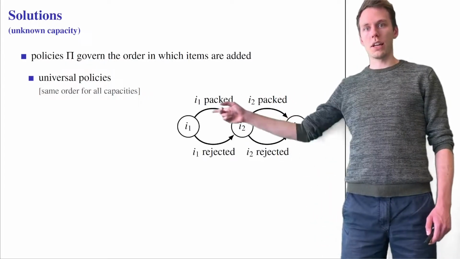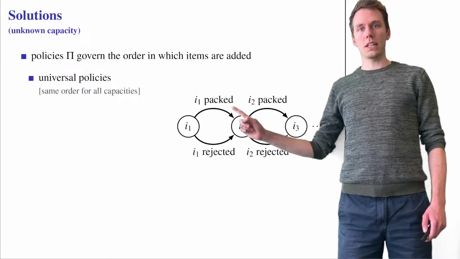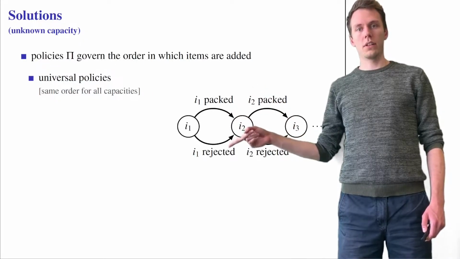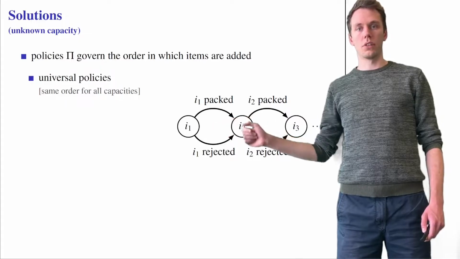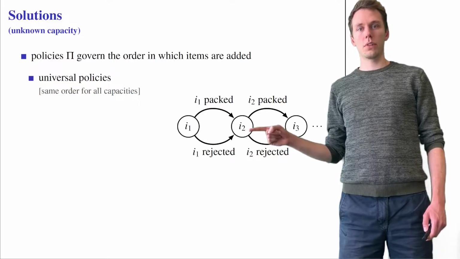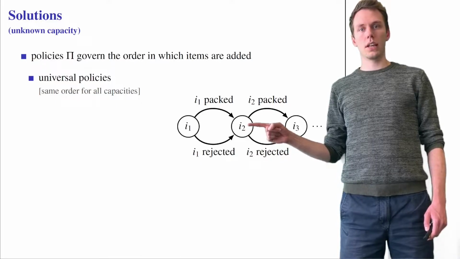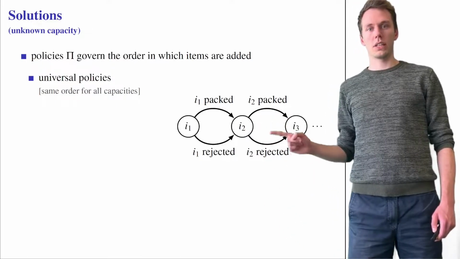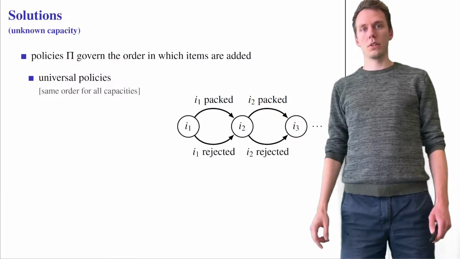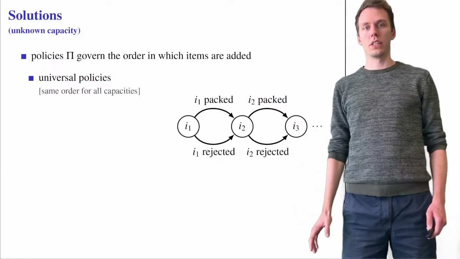We are starting with an item I1, and either this item is packed if it fits into the knapsack, or it is rejected if the size of the item is too large for the knapsack. But no matter if it's packed or not, we are continuing with the same item I2, and again looking if this can fit into the knapsack or not. And if an item is packed into the knapsack, it will stay in the solution forever. We cannot remove it again from the knapsack.